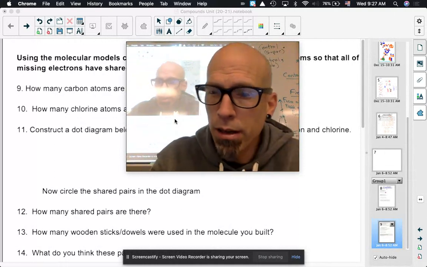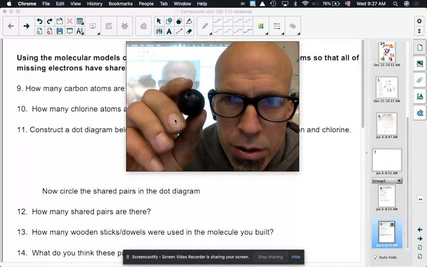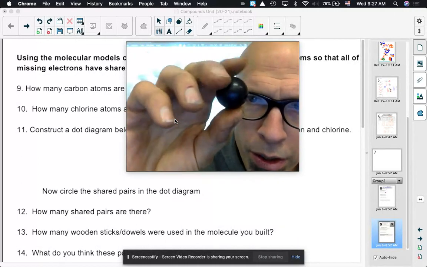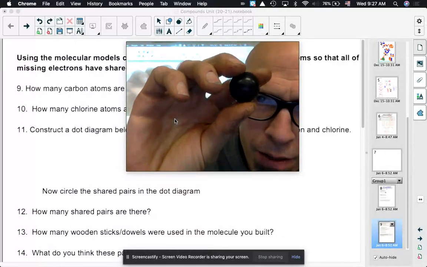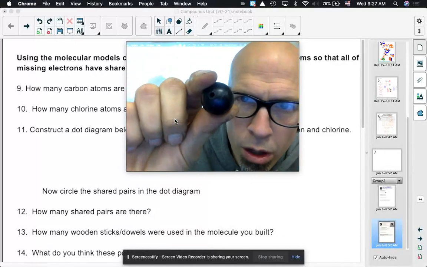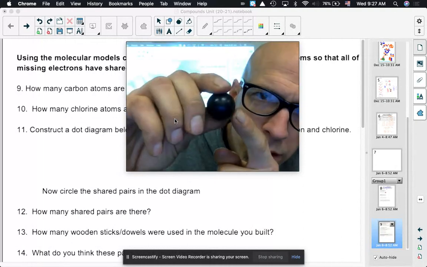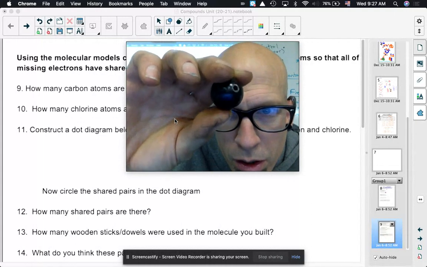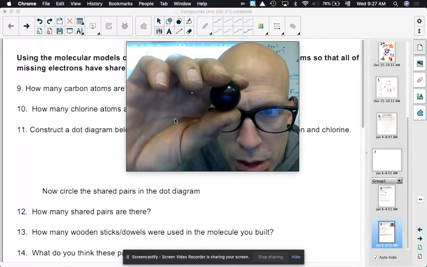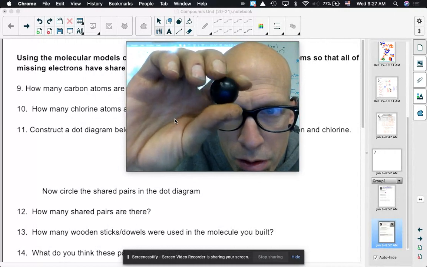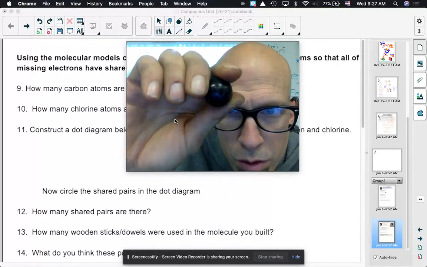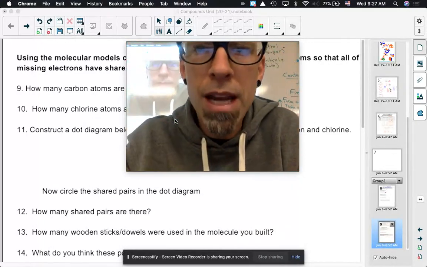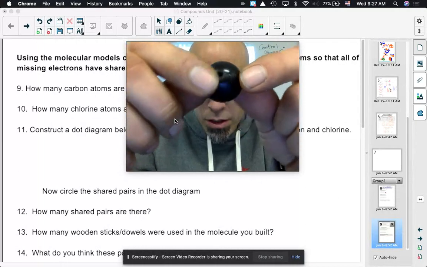So we have a little stick here, and then this one, the black one here, if you'll notice, there is a hole there. There's one, and you're going to have to trust me that there are four. Let's say 1, 2, 3, 4. I don't know, there's four, you have to trust me. Okay. There's four holes on this one.